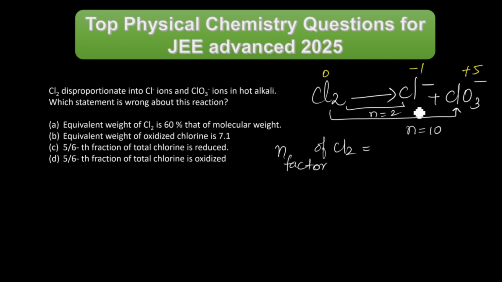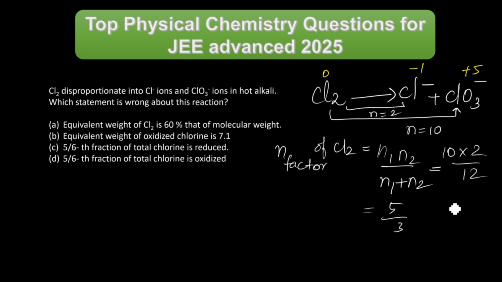Right? Cl2 to Cl minus, Cl2 to ClO3 minus. Cool. So in that case, it will become N1 N2 by N1 plus N2, isn't it? For finding an N factor. So 10 into 2 divided by 12, which is equal to 5 by 3. So 5 by 3, that is our N factor.